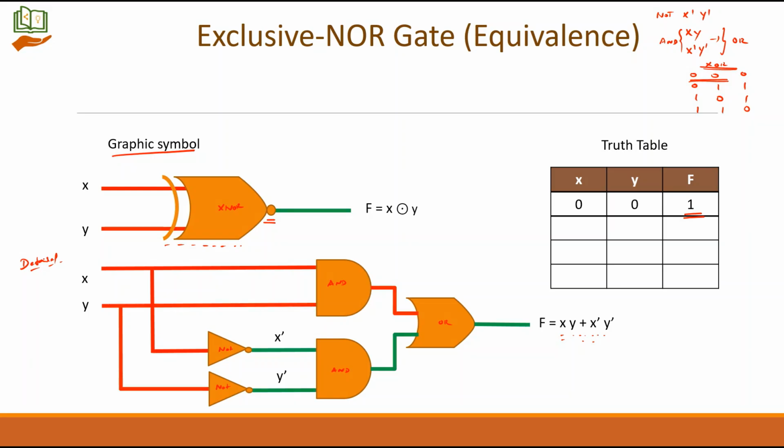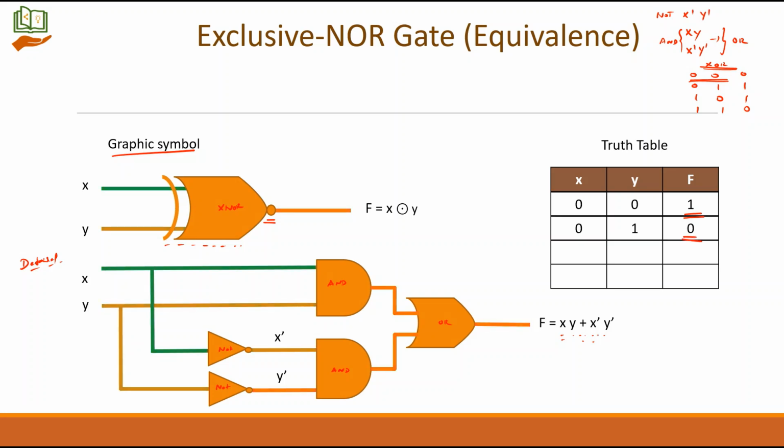Now let's go with x is equal to 0. Now let's not disturb x dash. We'll go for y is equal to 1. So now y dash will become 0. So you have a combination of 0 and 1, 1 and 0 here. Both the inputs to the OR gate will turn as 0 now. 0 plus 0 will give you 0. So when the inputs are different, you have 0 here.